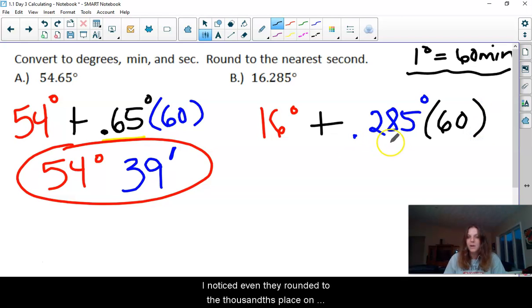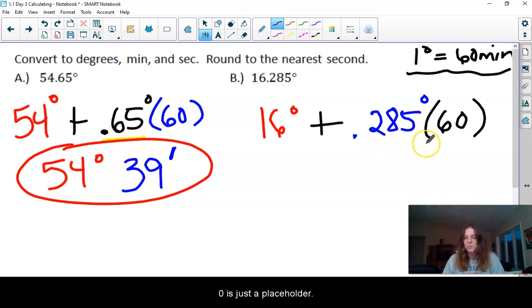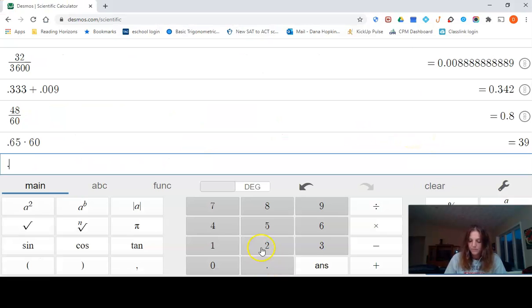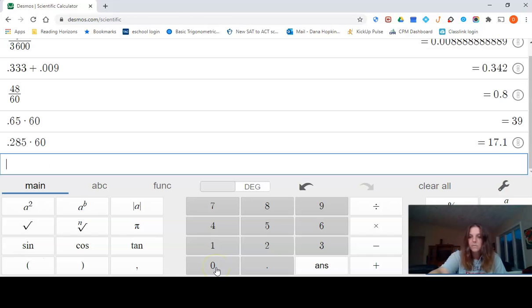And notice even they rounded it to the thousandths place. On this one, the book, these are book questions. The book only put the 0.65, so they didn't even put 0.650. The 0 is just a placeholder. Okay, so we're going to take the 0.285 and we're going to multiply by 60. And you see that that equals 17.1.